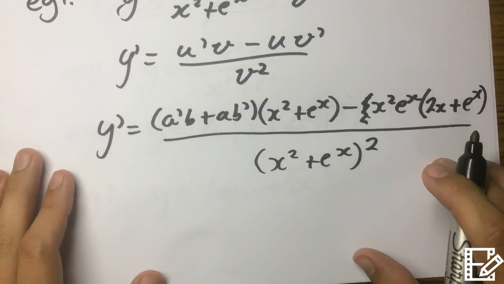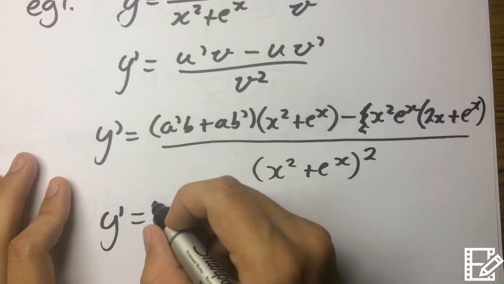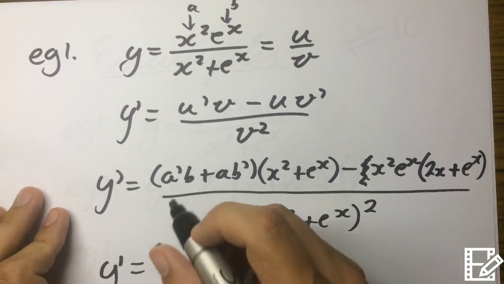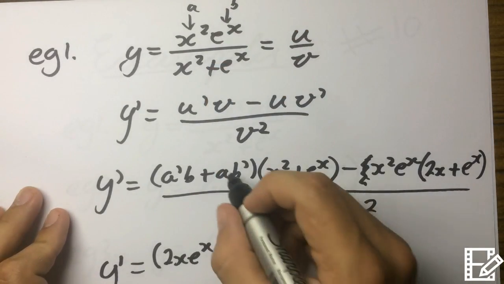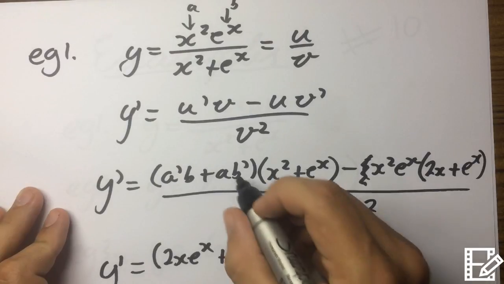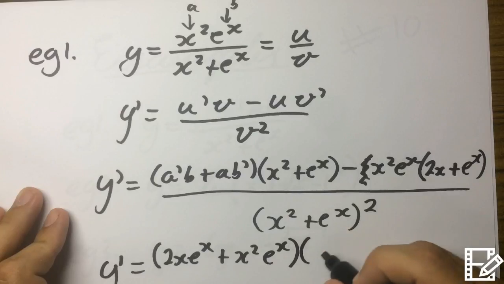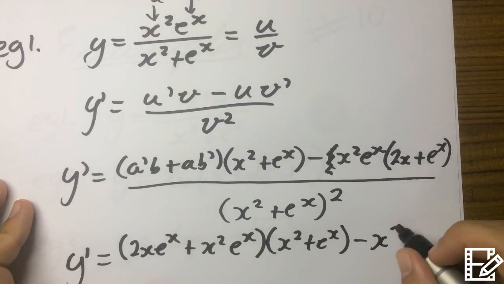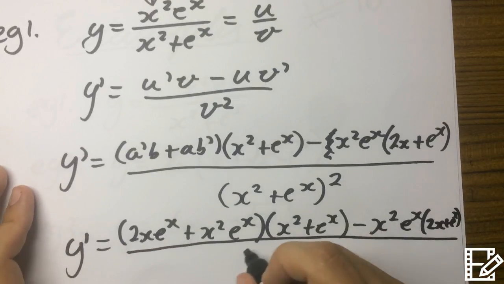Okay. Now, let's fill in this little section. A dash, that's x squared, so a dash will be 2x, b is e to the x, plus a, which is x squared, multiplied by the derivative of b, which is e to the x, so the derivative is just e to the x. And then we've just got to fill in this. Can I fit that? Yes, just.